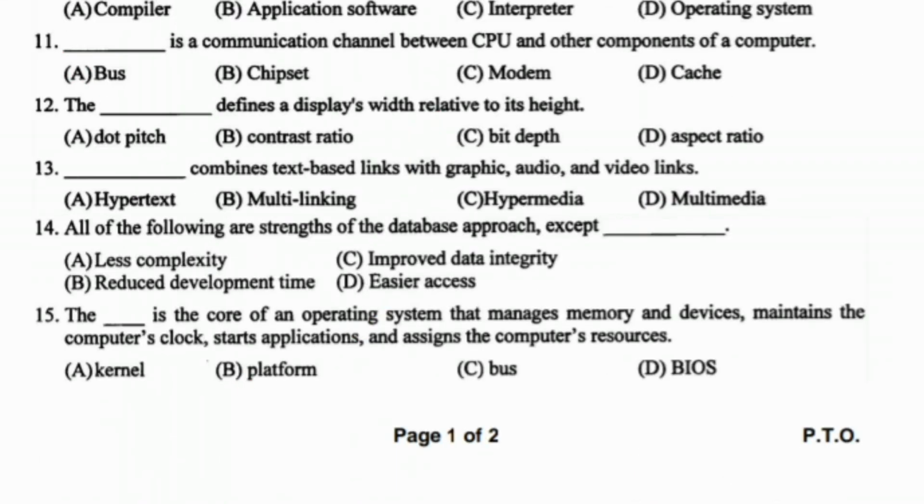Dash is a communication channel between CPU and other component of a computer. Bus. The dash define display width relative to its length. Aspect ratio. Dash combine text space link with graphic, audio, and video link. Hypermedia. All of the following are strength of database approach except less complexity. The dash is the core of an operating system that manage memory and device, maintain computer clock, start application, and assign the computer resources. Kernel.